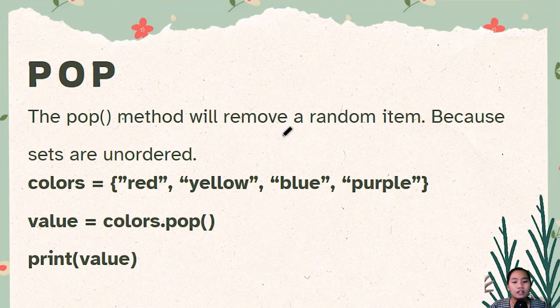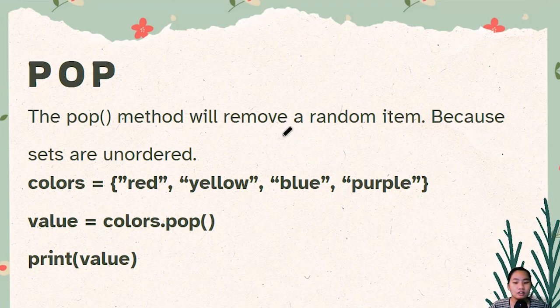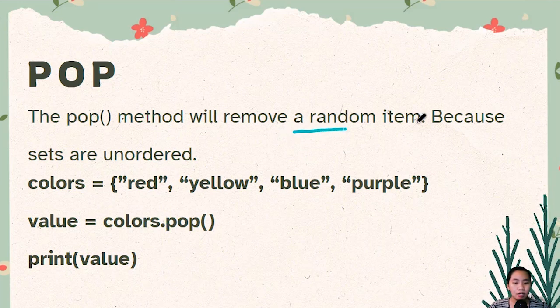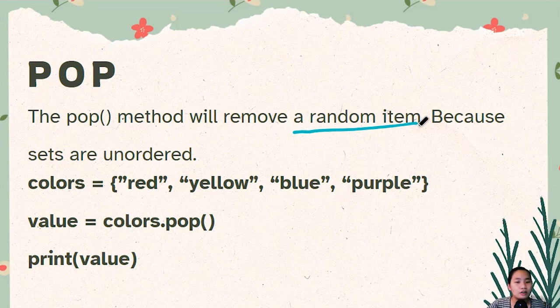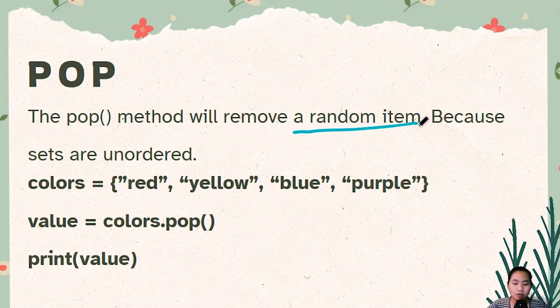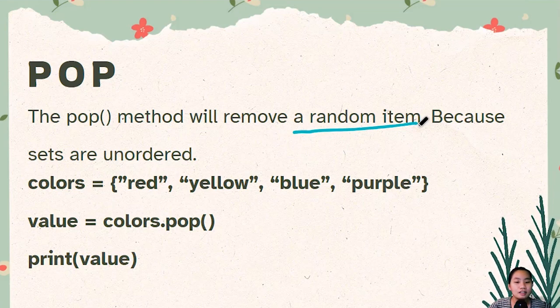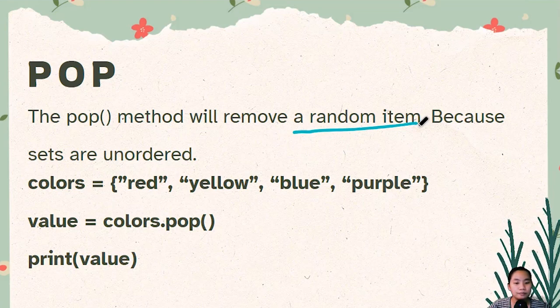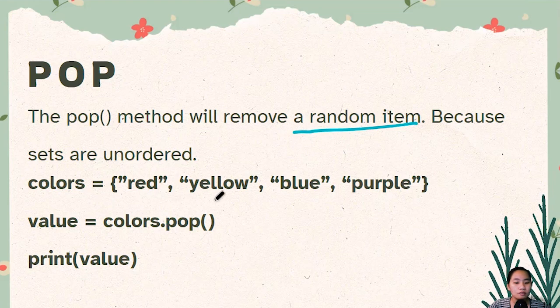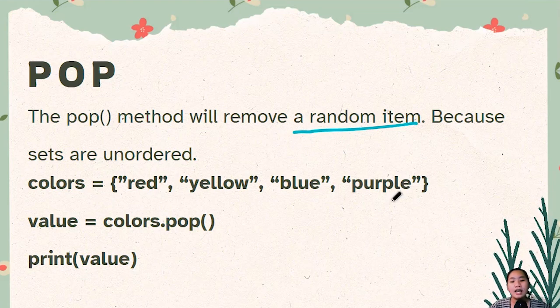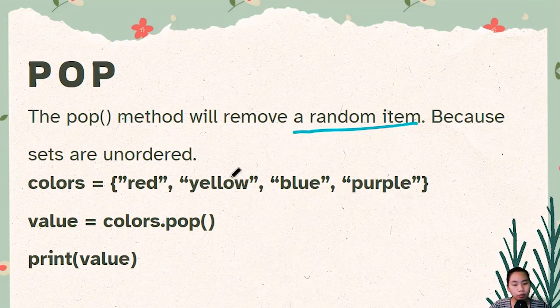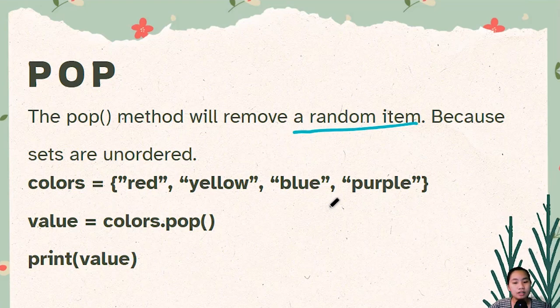But since sets are unordered, the interaction with these methods is a bit different, and pop will remove a randomized item, because items have random order, so none of them is the last item. I'm passing the statement colors.pop into the variable value, and if I print value, one of these things will be removed, and anything that is not removed will be displayed in randomized order.